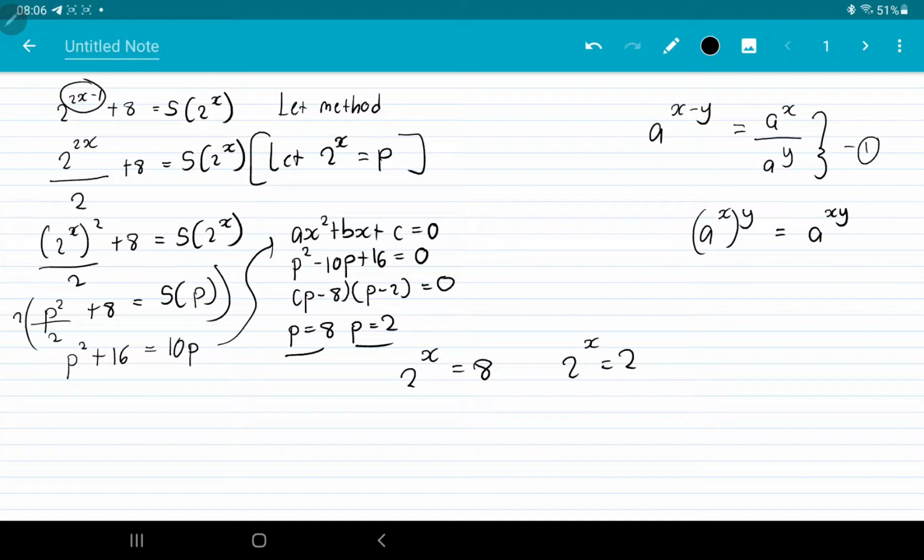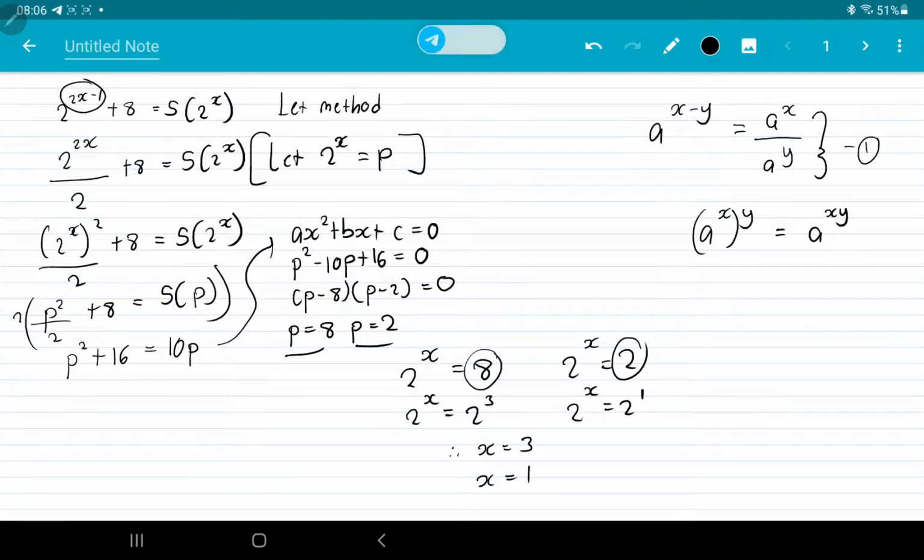Now, we can compare the powers, indexes, as long as we make sure that the right-hand side is the same term. So it should be 2 to the power of x is equal to 2 to the power of 3, and 2 to the power of x is equal to 2 to the power of 1. Therefore, x should be 3 or x should be 1. If you want to recheck your answer, you may just substitute into the original equation. Then you can determine whether or not it is the correct answer.